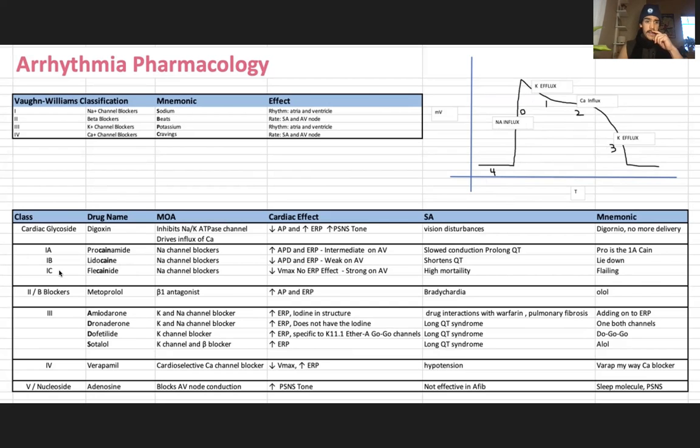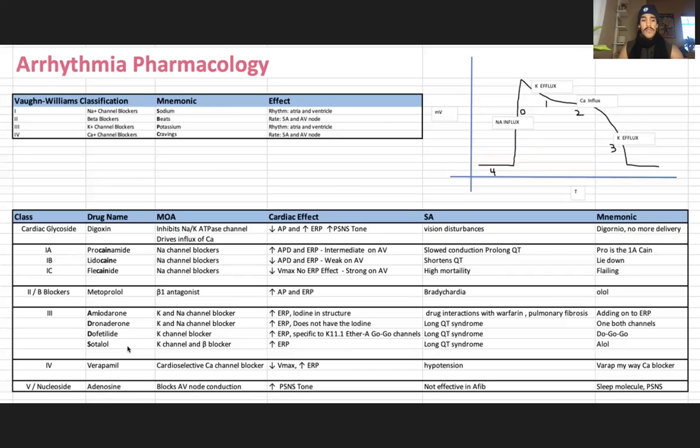To decipher that, I looked at all of the ones, 1A, 1B, 1C, and they all have "caine." And then 3 is the ones that also affect rhythm. I do the acronym ADS. So "caine, ADS." We're thinking 1, 3, caine, ADS. That's Procainamide, Lidocaine, Flecainide. And then we get to the ADS, which is an acronym for Amiodarone, Dronedarone, Dofetilide, and Sotalol. So those are the ones that are going to affect rhythm.